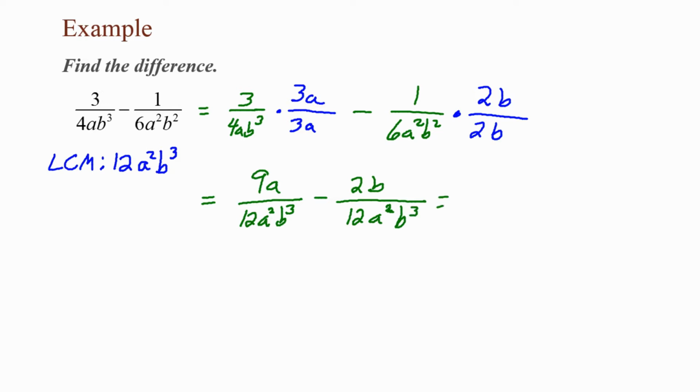Now I can write it over one denominator. 9a minus 2b, and our denominator is 12a squared b to the third. We need to try to reduce it. The only way I can reduce is if 9a minus 2b had a greatest common factor. Since I don't, this is my final answer.